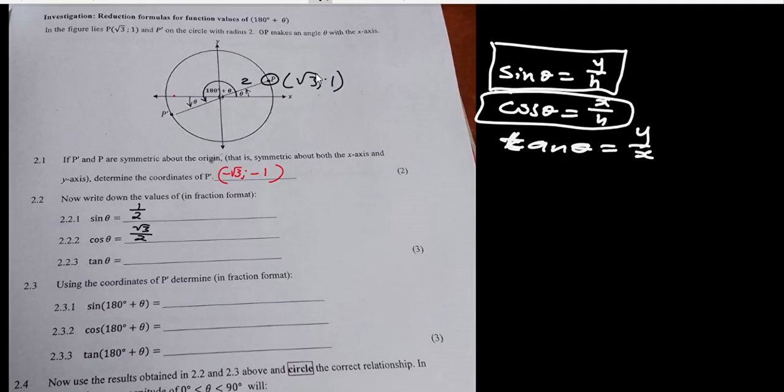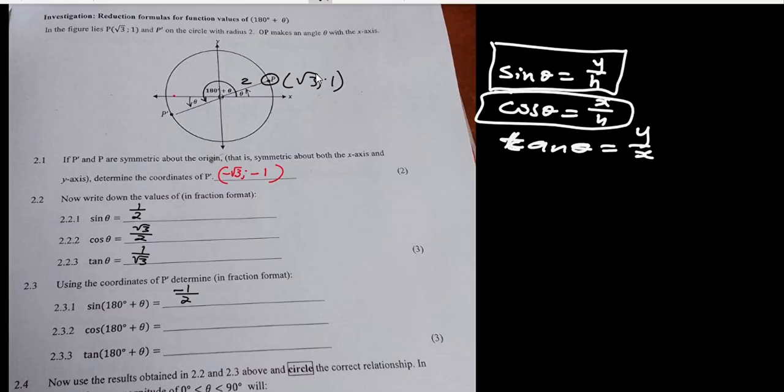And then for tangent, we are going to have y over x. Okay, that's it. And then now they want you to do this one here. Alright, we will do the same thing, which is 180 plus. 180 plus is this one as they have defined it for you. So y for that point is going to be -1, and then your radius is going to be 2.